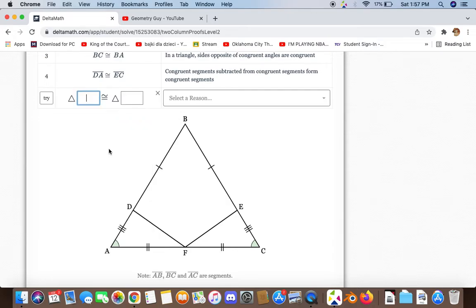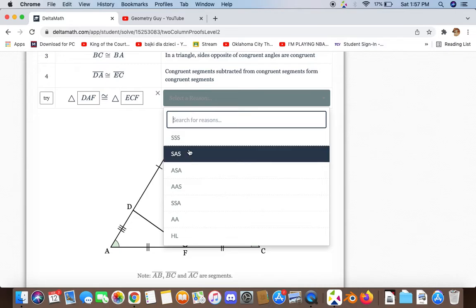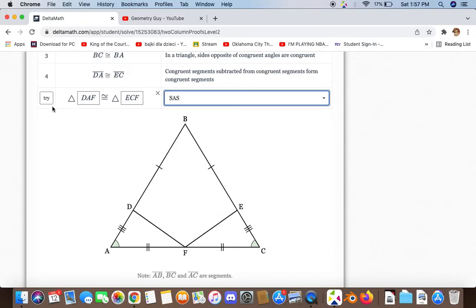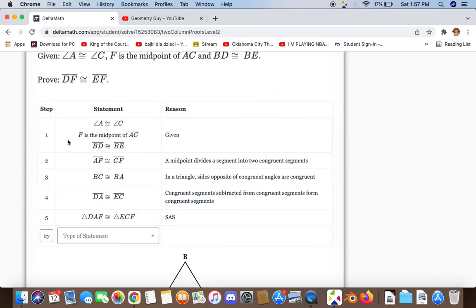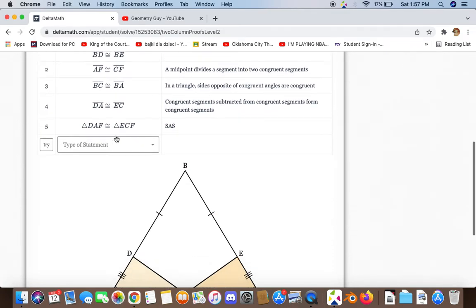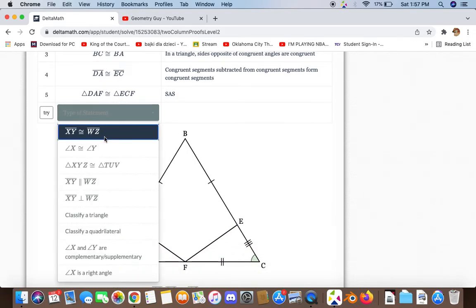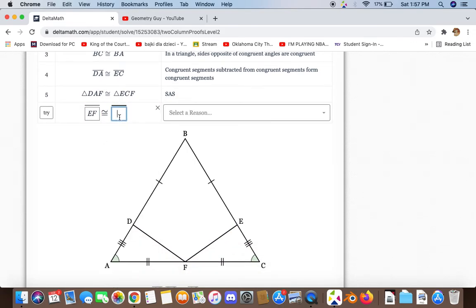We have enough information to say that DAF and ECF are congruent to each other, and the reason for that is side angle side. We now have enough information to prove that DF is congruent to EF, and the reason for that is because they are corresponding to each other.